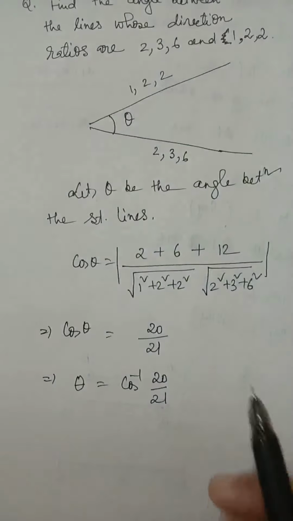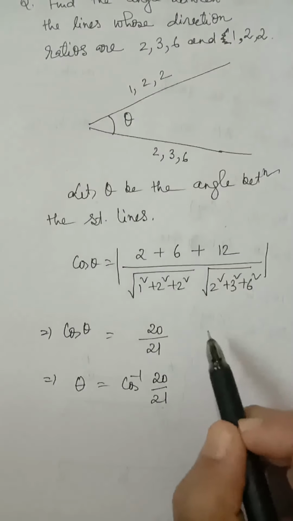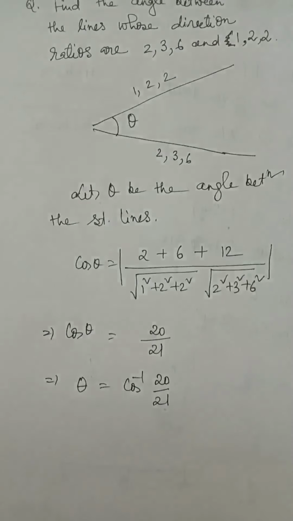So today I have discussed direction cosines and direction ratios of a straight line, and with that I also discussed some simple questions from the particular topic. In the next class I will discuss the equation of straight lines in three dimensional space. That's all for today.